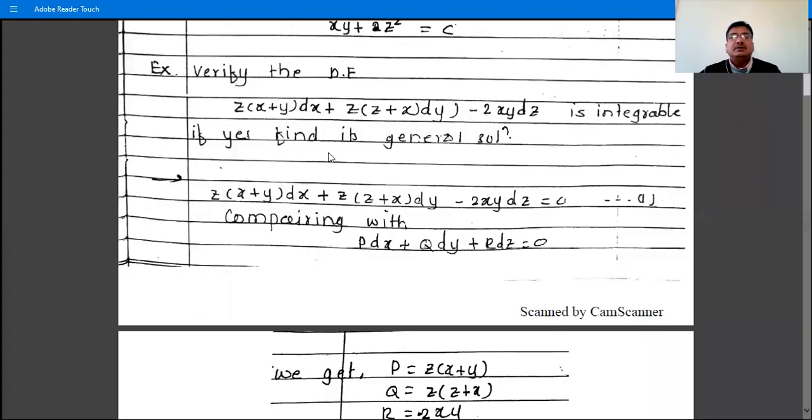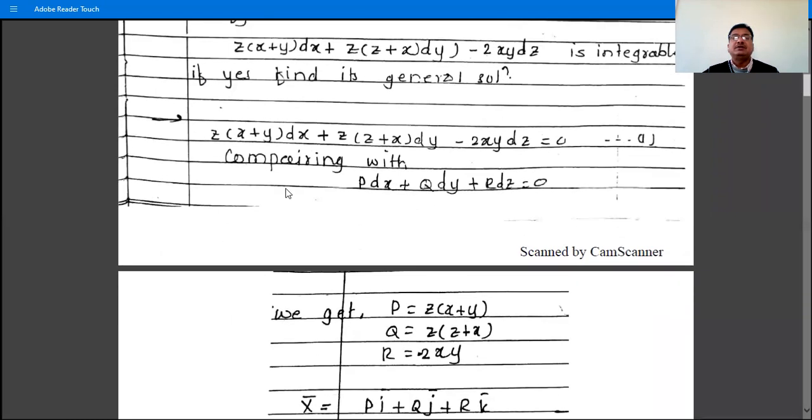Next example on Pfaffian differential equation. Verify whether the differential equation z(x + y) dx + z(z + x) dy − 2xy dz is integrable. And if yes, that is if it is integrable, then find its general solution, or find its complete integral, or find its primitives, or solve the differential equation.